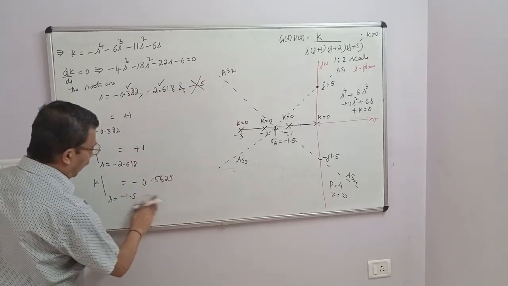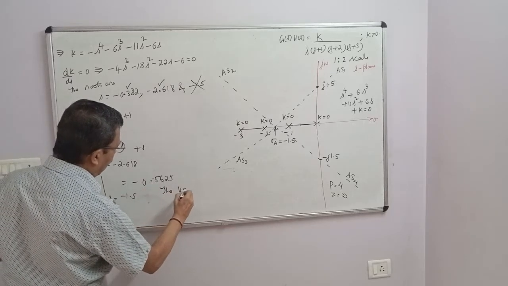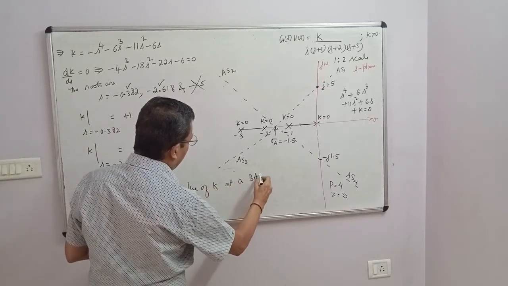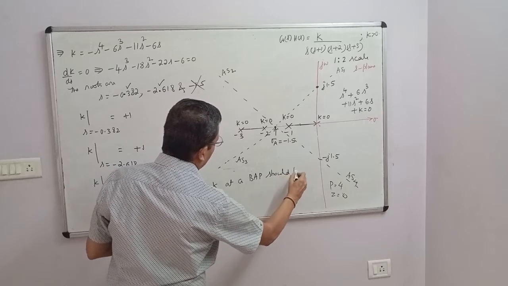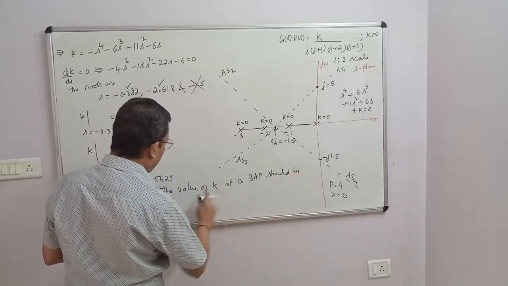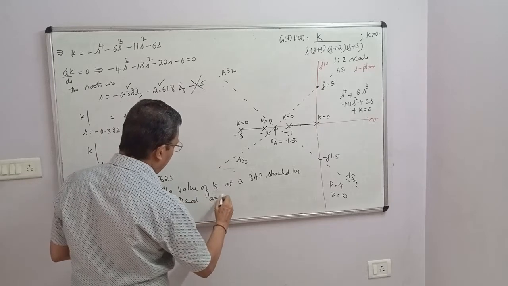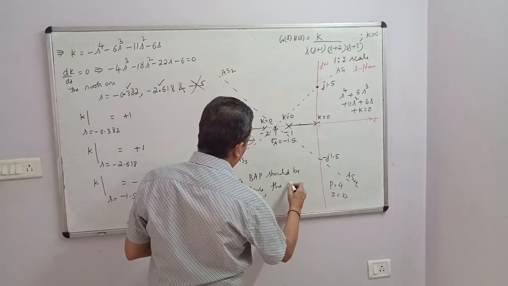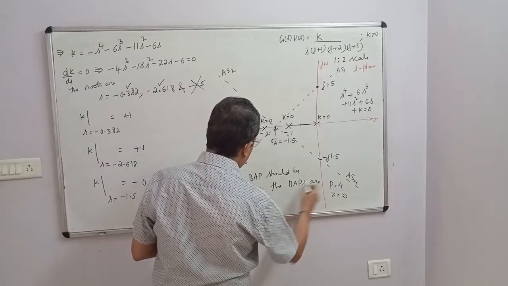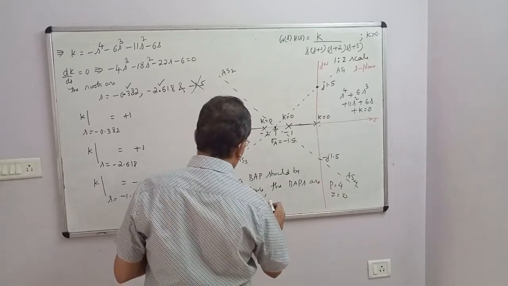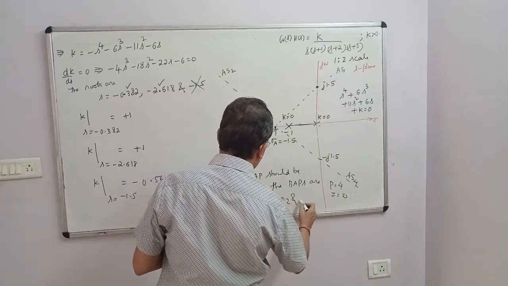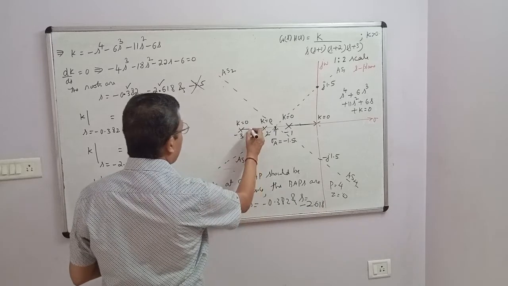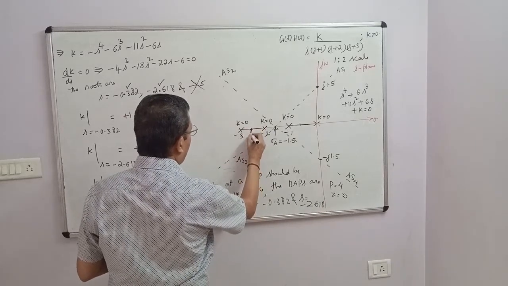Hence, write the value of k at a breakaway point should be real and positive. Hence, the breakaway points are s is equal to minus 0.382 and s is equal to minus 0.2618. I mark here. This is the breakaway point.